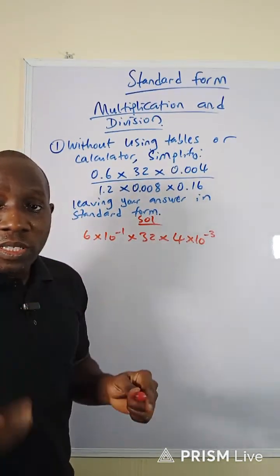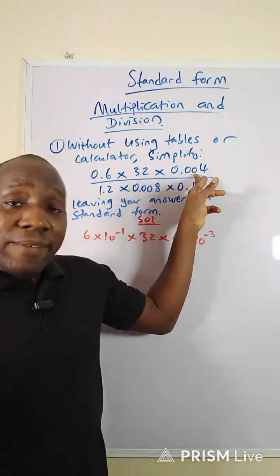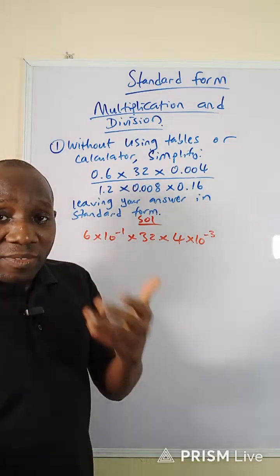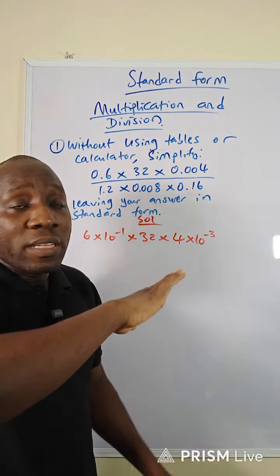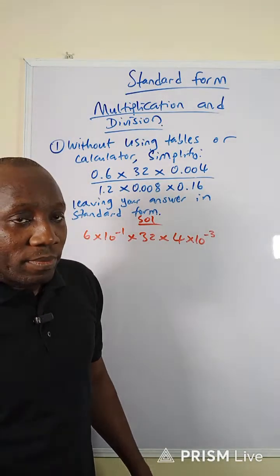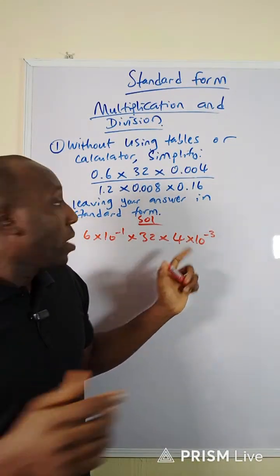Why is it minus 3? Why is it not just 3? Because this number itself is less than 1. The number you are trying to write doesn't have to be in standard form. We're just trying to write all the numbers as whole numbers.